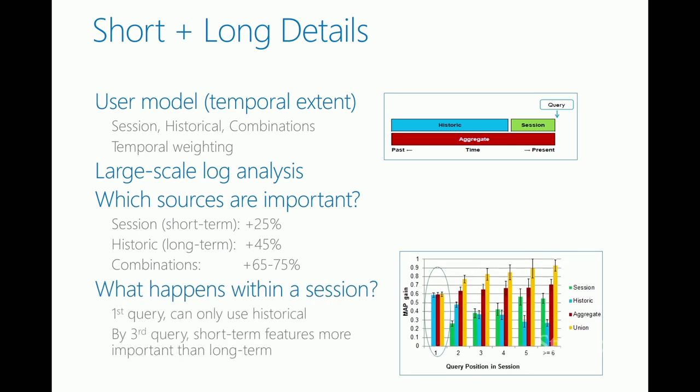There are really interesting things that happen within a session. The first query in a session can only use historical data, right? And you see all the methods are very much the same. So there's no green bar here, there's no session-level data. But by the third query in a session, you're actually better off by a little bit using only session data. So you need to switch throughout the course of a session. You need to learn what information to use when.